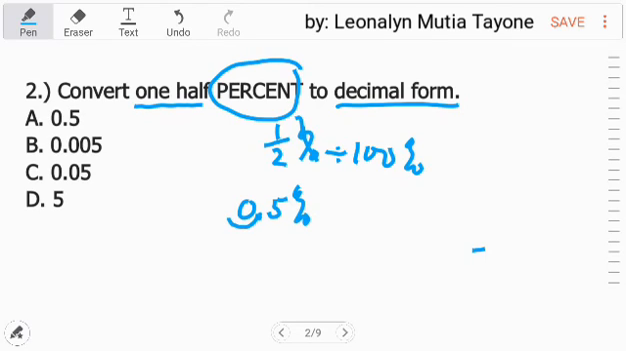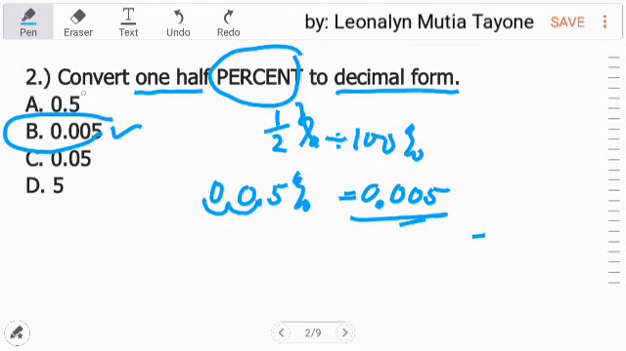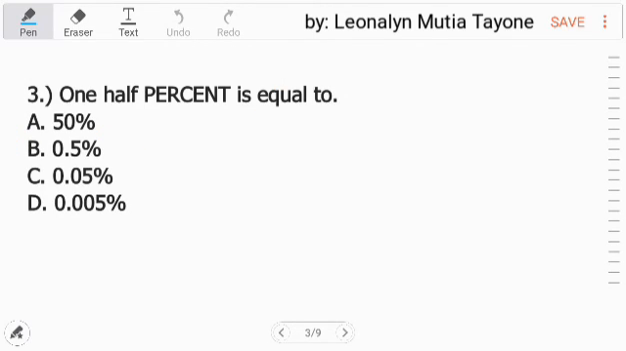I-move mo yung decimal to the left side twice. So, that means 0.005. So, ang sagot dito ay letter B. Yung iba sa inyo, ang sagot ay 0.5. Mali yan. Unless itong 0.5 ay mayroong percent sign. Ang nasa choices walang percent sign. Mali ang 0.5. Ito ang sagot, letter B.